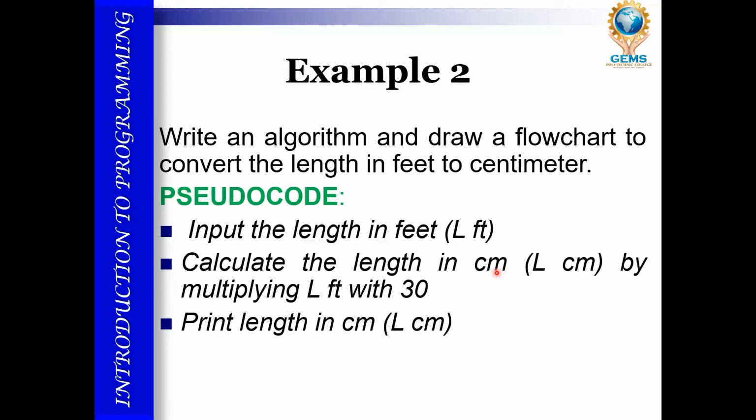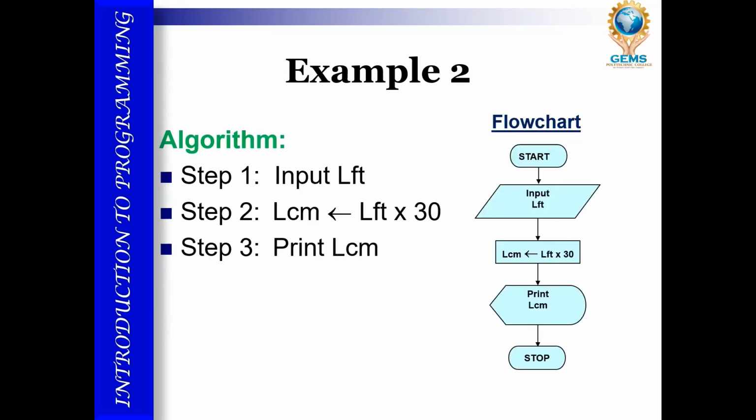How are we going to convert this length into centimeter? We must know this formula: multiply it by 30. Once we multiply the feet value by 30, we will get the length in centimeter. Now print the length in centimeter. So this is the way to write the pseudocode. Now the same thing we have to write as an algorithm. This is the algorithm and this is the flowchart.